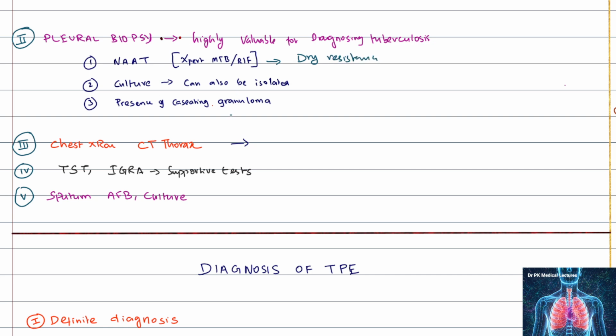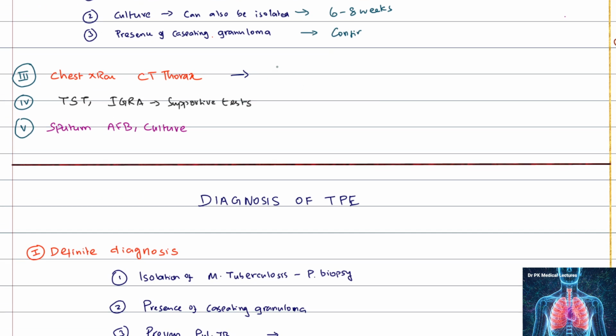The organism can also be isolated by culture. It usually takes 6 to 8 weeks. Then presence of caseating granuloma confirms the diagnosis of tuberculous pleural effusion. This is regarding the pleural biopsy.